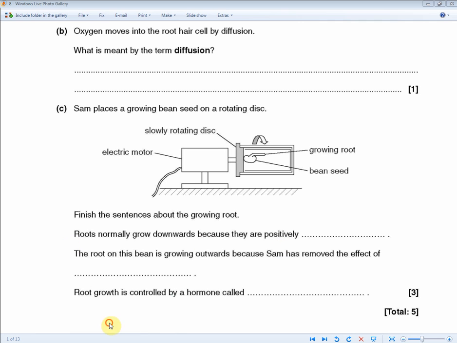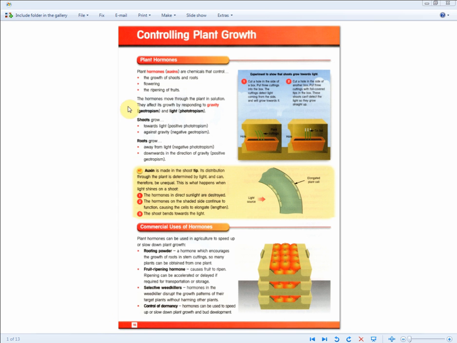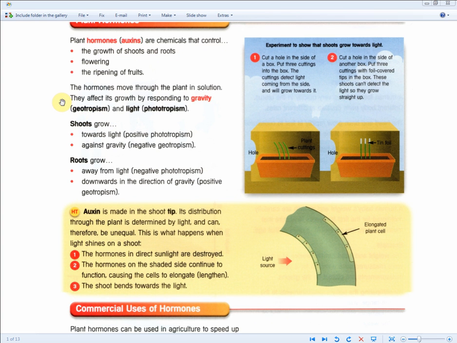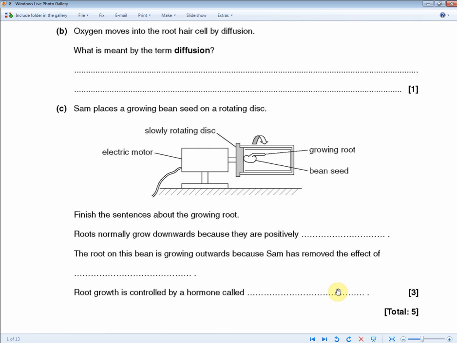So with the aid of the revision guide, we know that the hormones move through the plant in solution. They affect its growth by responding to gravity and light. But more importantly, roots grow downwards in the direction of gravity, and this is called positive geotropism. So to answer the first question, where there's 3 marks to fill in 3 spaces, each space will represent 1 mark. The first mark will be geotropic. You couldn't really write positively geotropism, it just wouldn't make sense. So basically geotropic. So now we know they're basically talking about gravity and geotropism, not really phototropism, because no light source is shown in the diagram.